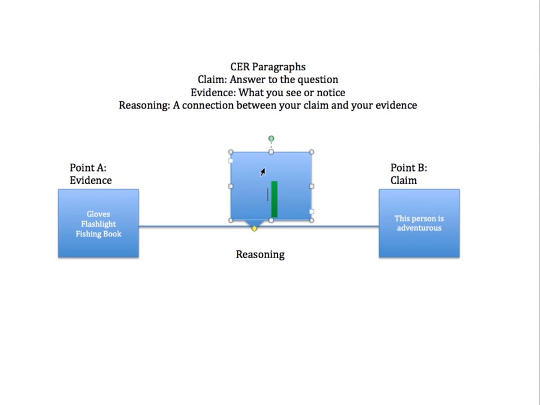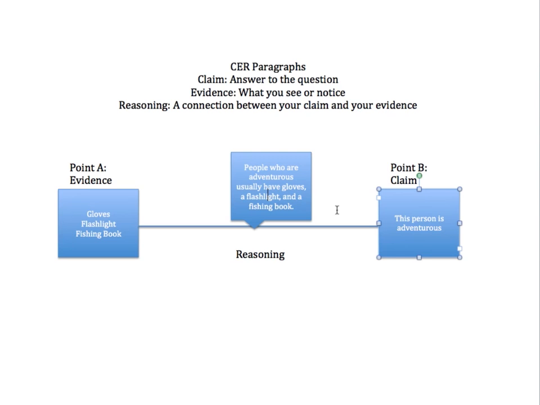Okay, so one common mistake that people make is they make a generalization, but their generalization might sound like this. People who are adventurous usually have gloves, a flashlight, and a fishing book. Okay, so here they will have connected these objects to this word adventurous. Okay, by saying people who are adventurous usually have gloves, a flashlight, and a fishing book.